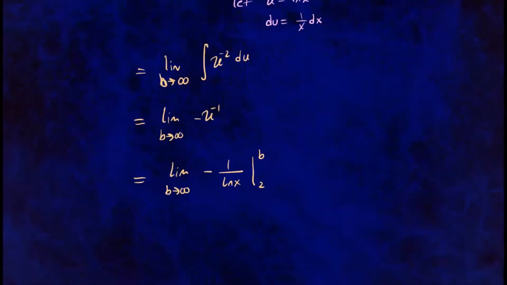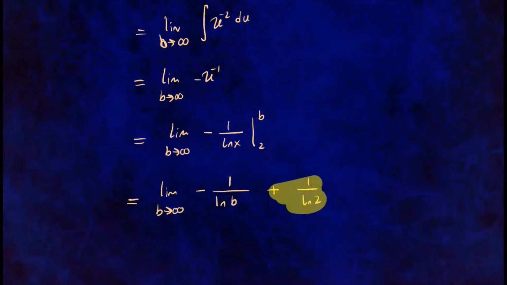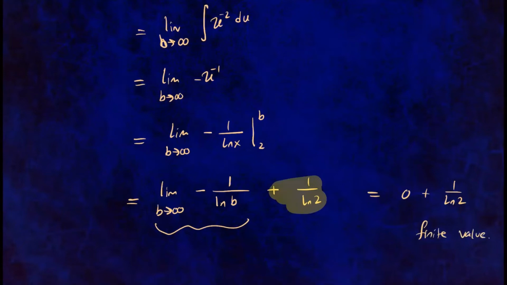All right, now I'm ready to evaluate this limit. So this is the limit as b approaches infinity. Plug in the upper limit of integration, minus 1 over ln of b, plus 1 over ln of 2. Well, ln of 2 is just a number, so that wouldn't bother us with the limit. So what is this limit? As b goes to infinity, this will be 0. So we have 0 plus 1 over ln of 2, a finite value.